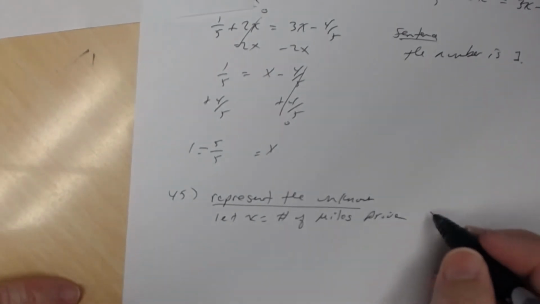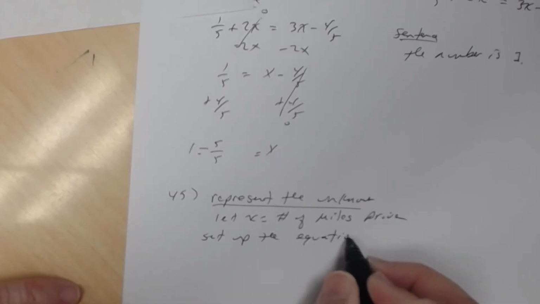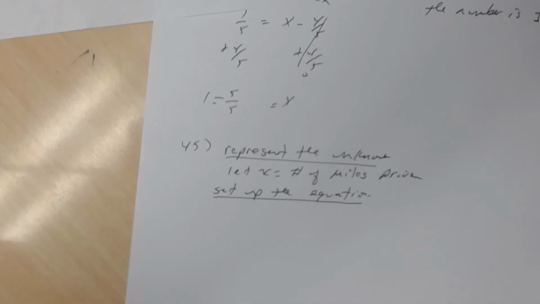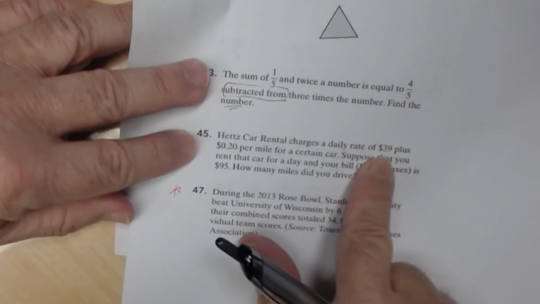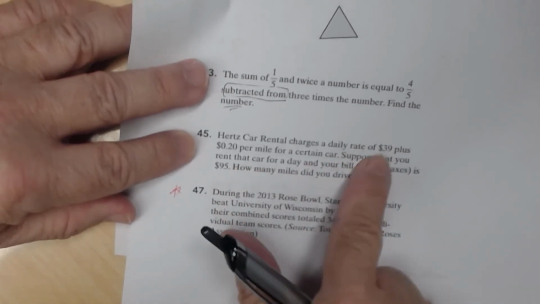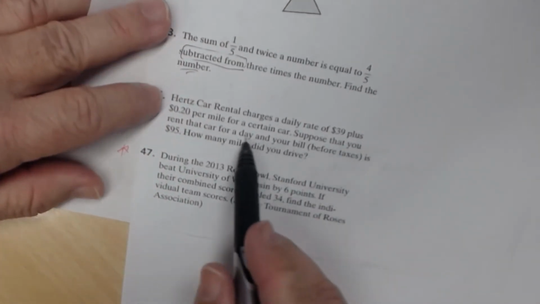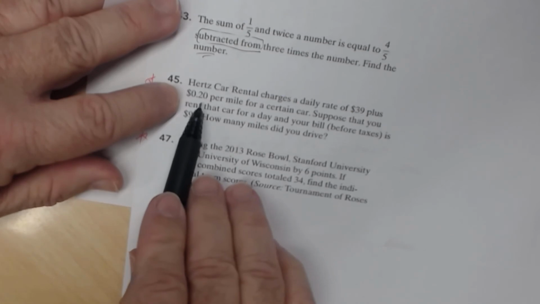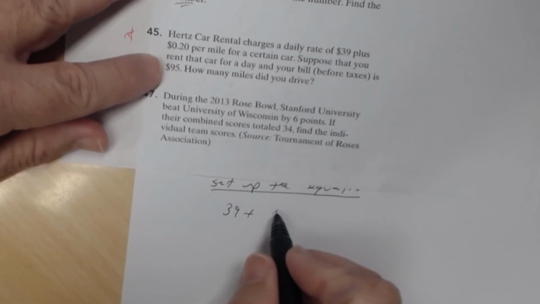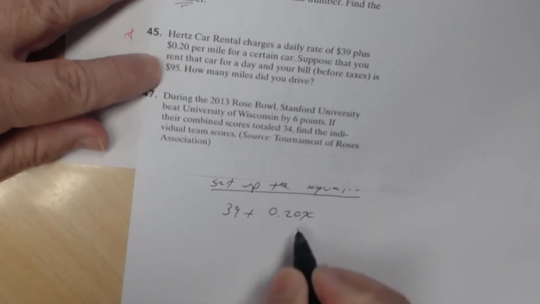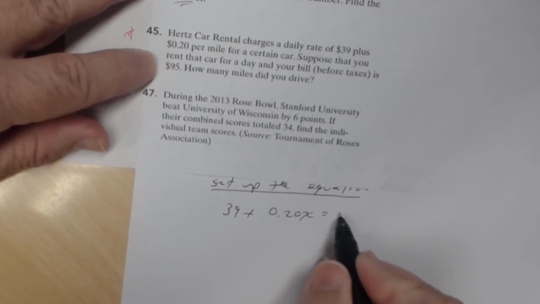Alright, and so I'm going to set the equation. Okay, so we set the equation. Let's read this again. So you have to pay $39 for each day. So it's a daily rate, and you're only driving for 1 day. So it'll be just $39. Remember the previous problem was 2 days, but this is just 1 day. Plus, and then it's 20 cents per mile. So for every mile you drove, x is the number of miles driven, you have to pay 20 cents. Okay, so you have to represent it like this. And then your bill before taxes is $95.